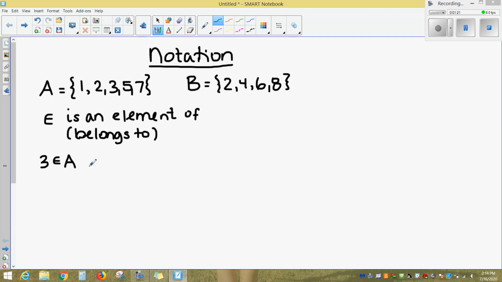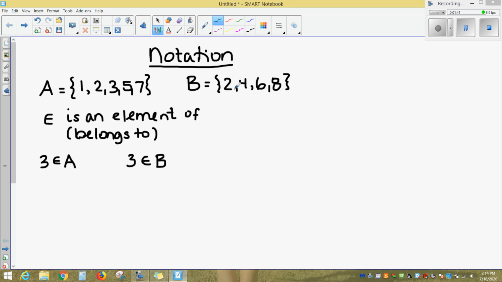Or 3 belongs to A, because if I come up here to A and I look at the list of numbers that are there, I see that the number 3 is definitely there on the list. Now, if I wrote 3 belongs to B, or 3 is an element of B, that would obviously be a false statement, because when I look at B, 3 is not on the list.